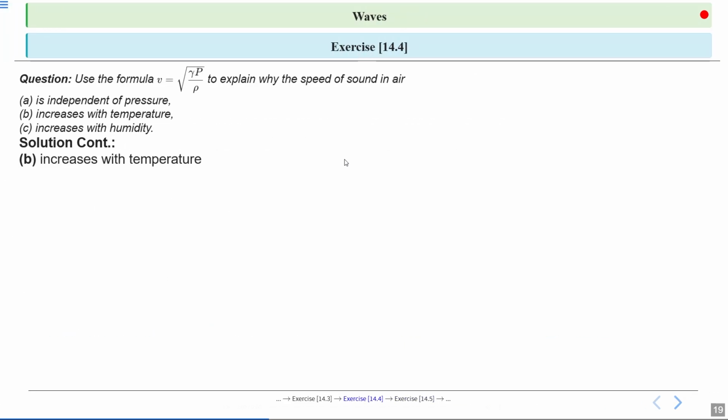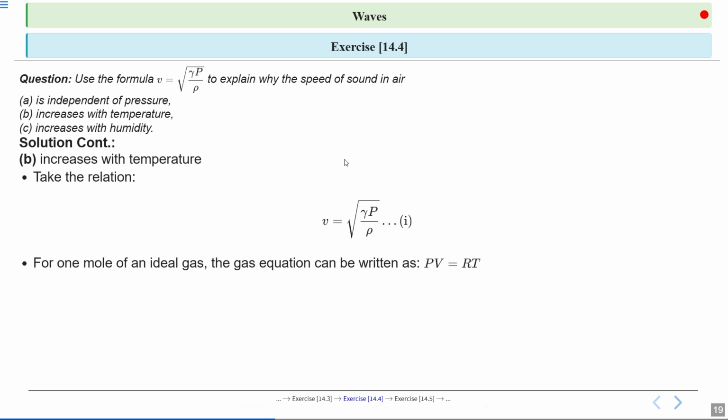Now, let's discuss the B part of the question, which is why the speed of sound in air increases with temperature. Consider the given relation of velocity V equal to under root gamma P divided by rho. Consider this as equation first. For 1 mole of an ideal gas, the gas equation can be written as PV equal to RT. So P equal to RT divided by V, and consider this as equation second.